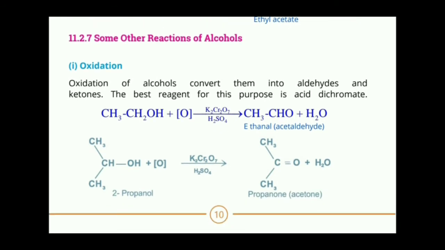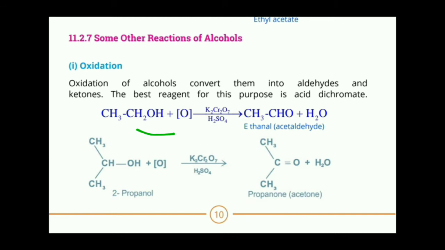First one are oxidation reactions. Oxidation reactions of alcohols: basically, aldehydes and ketones are formed. In case of primary alcohols, those are the ones in which the hydroxyl group is attached to a carbon which is further attached to only one carbon. Okay, so in case of primary alcohols, the hydroxyl group is oxidized to an aldehyde group. All right, so sorry, aldehyde group.